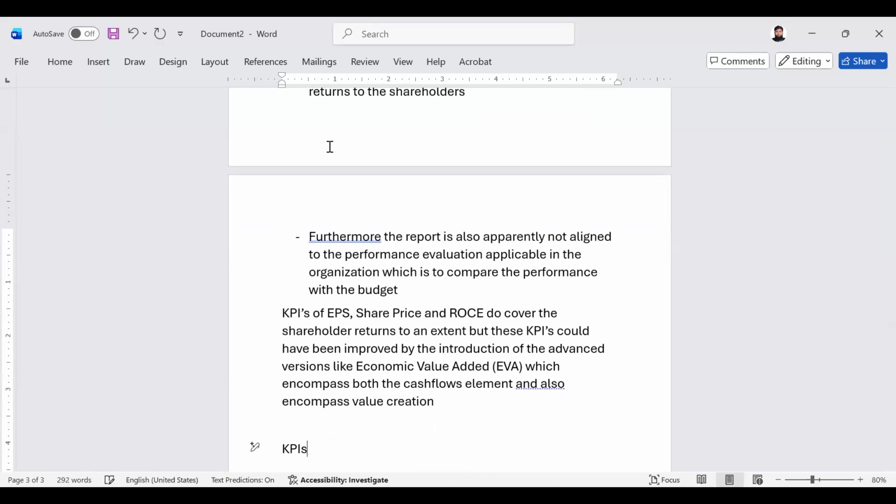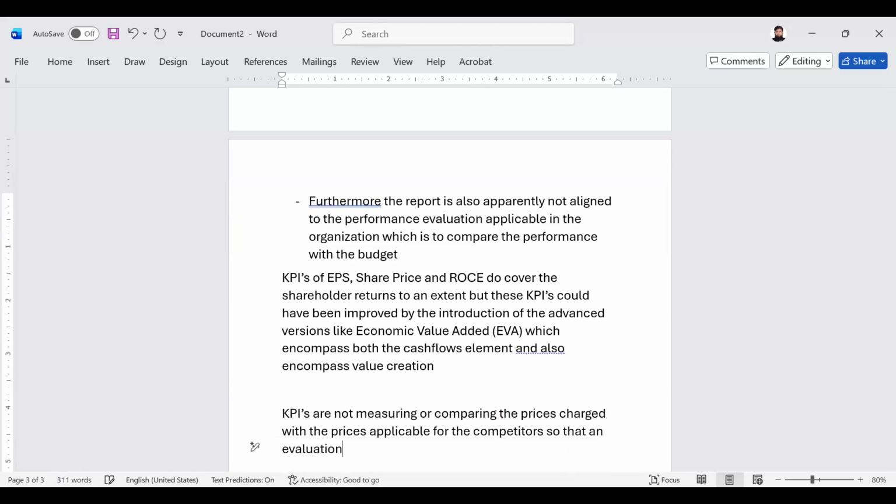The KPIs are not measuring or comparing the prices charged with the prices applicable for the competitors, so that an evaluation could be made if the hotel is budget friendly.